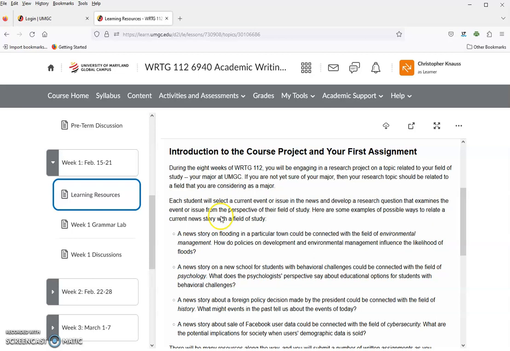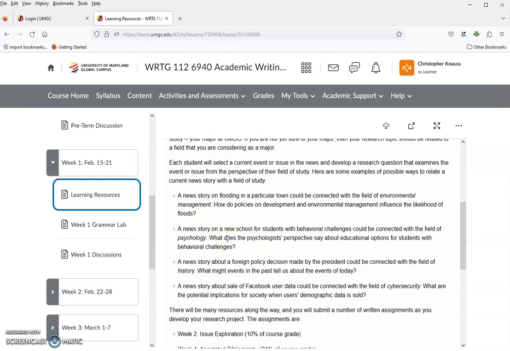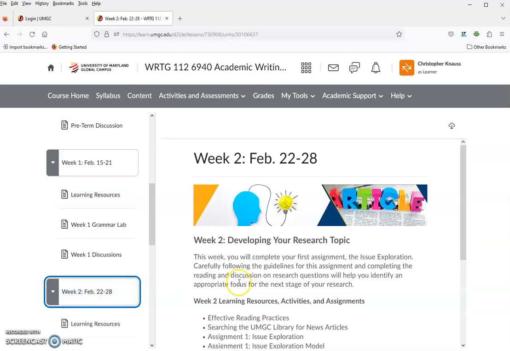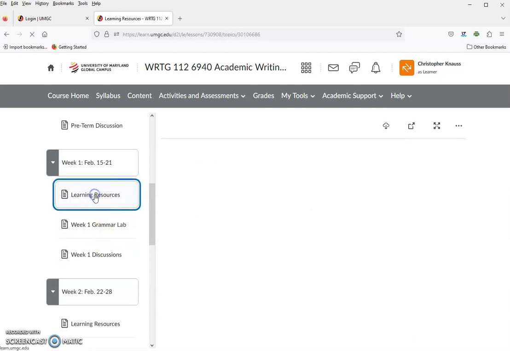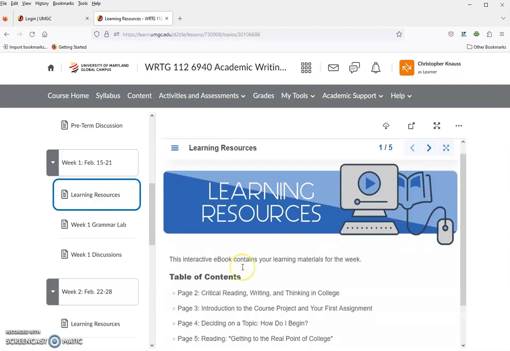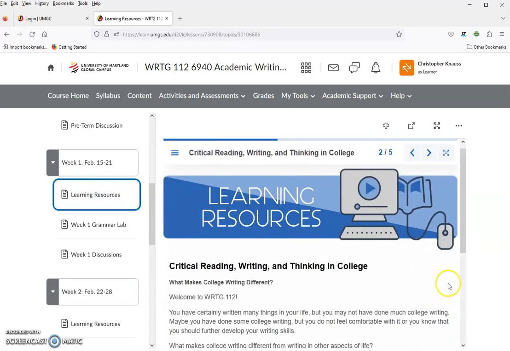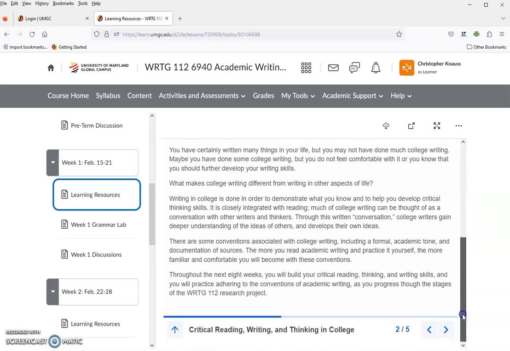This talks about finding a topic. So this week, I don't believe you have to have a specific topic. We'll look at the discussions to just check on that. But for week two, that's when your first writing assignment will be due, and you'll do an issue exploration assignment, and for that one you definitely need to choose a topic.